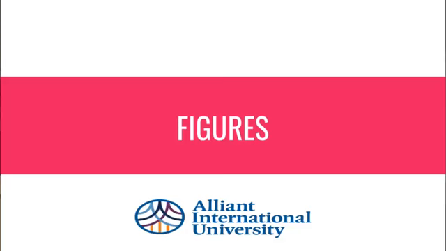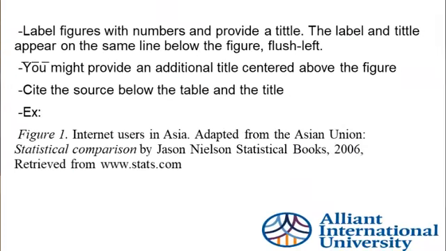For figures, you want to label the figures with numbers and provide a title. The label and title appear on the same line below the figure. You might also add an additional title centered above the figure. Cite the source below the figure and the title. An example here is Figure 1, Internet Users in Asia, adapted from the Asian Union Statistical Comparison by Jason Nielsen, Statistical Books 2006, retrieved from www.stats.com. So this shows, as we talked about before, that below a figure they may include the reference of where that figure or table came from.